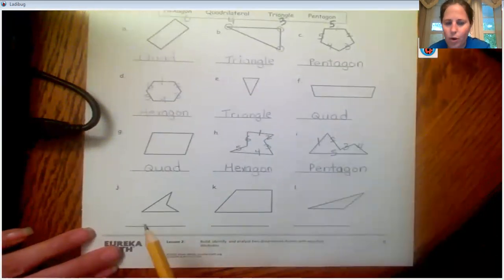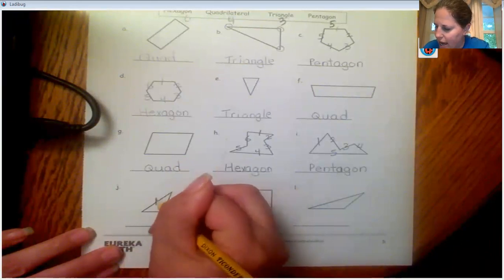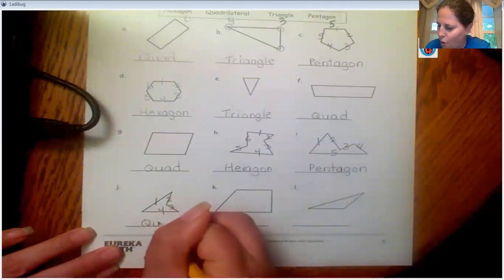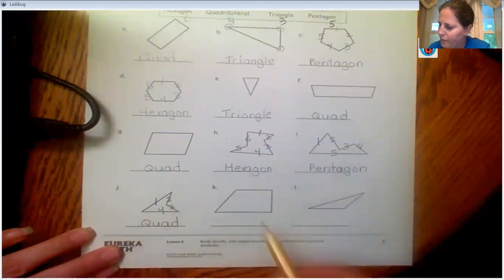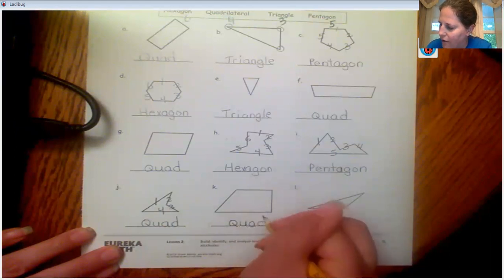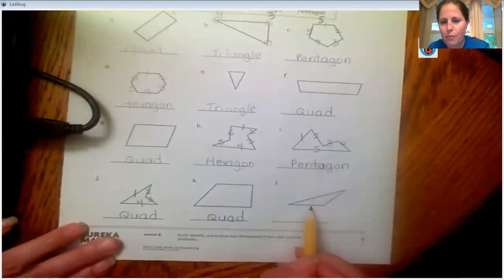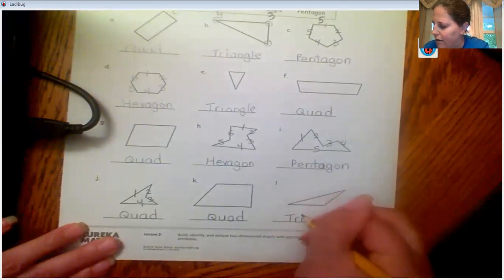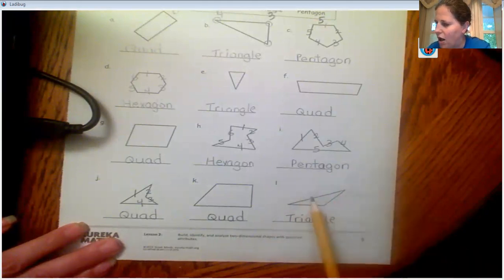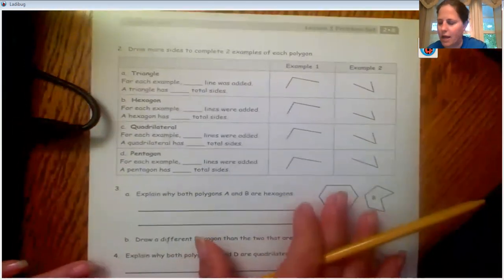All right, so we have one more row to go. Letter J, I have 1, 2, 3, 4 sides, which is a quadrilateral. K is also a 4-sided polygon, so another quadrilateral. And I finish up with a 3-sided polygon, which is a triangle. So I've gone ahead and identified all of my polygons. Now I'm ready to turn over to the other side.